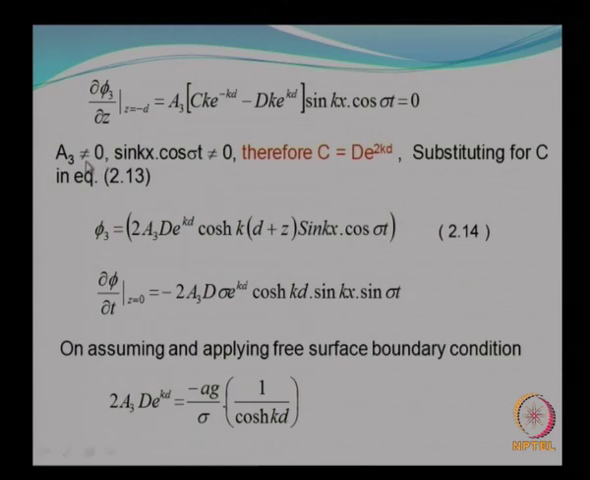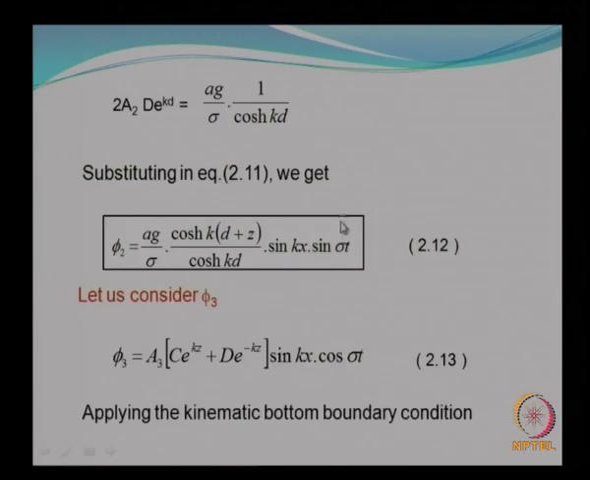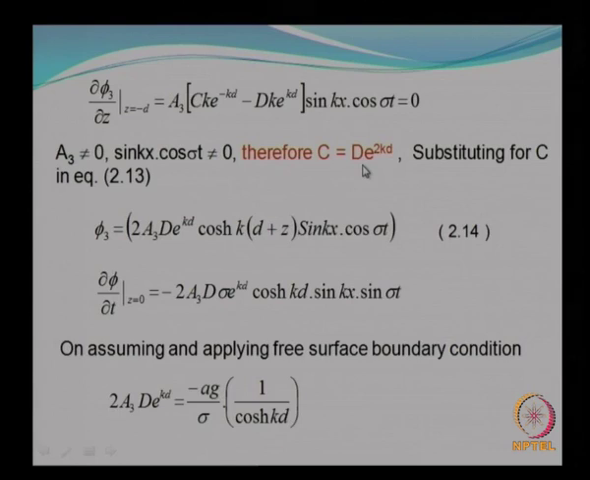Again, the amplitude cannot be 0, because there has to be a phase. Therefore I can get C equal to D into e to the power kd. Now substitute for C in equation 13, because that C is going to be in the form of D. So I get an expression for the velocity potential, that is phi 3, as shown here.